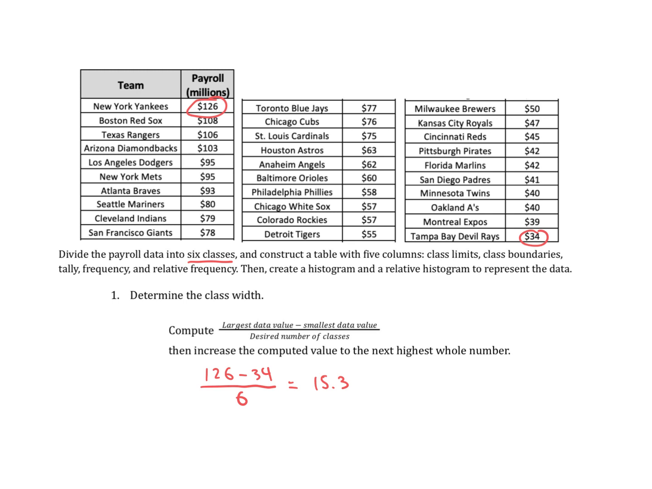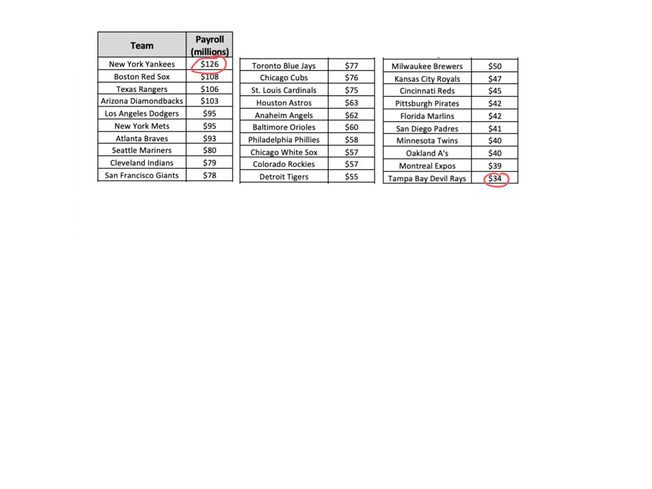Then we will always increase the computed value to the next highest whole number. Even if we get a whole number for our answer, we're still going to bump it up to the next highest whole number. In this case, I'm going to go up to 16, and that's going to be my class width, or the length of each interval.